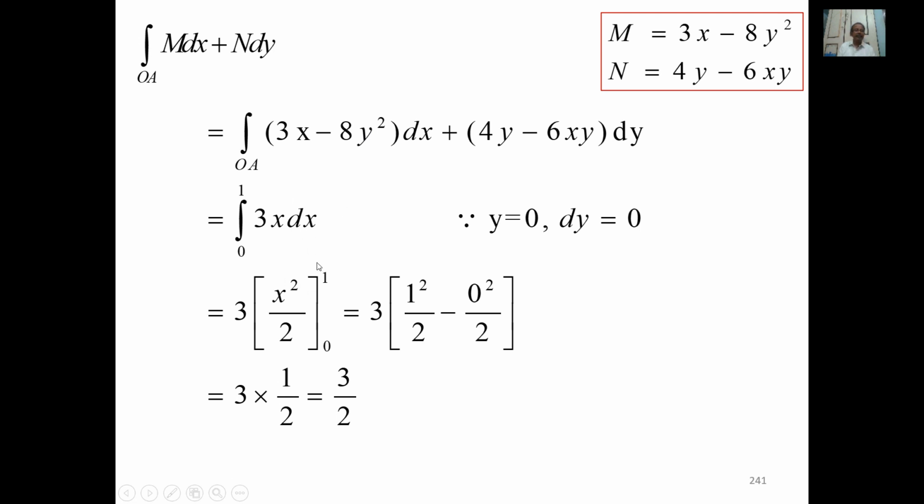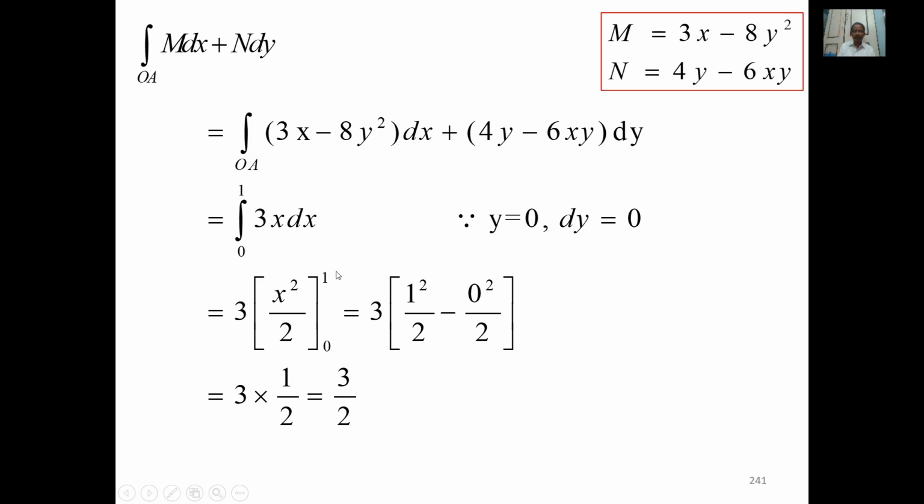On integration, we get 3x squared by 2. Substituting the upper limit gives us 1 squared by 2, and the lower limit gives us 0. So 3 multiplied by 1 by 2 is nothing but 3 by 2. So we have obtained the value of the first integral.